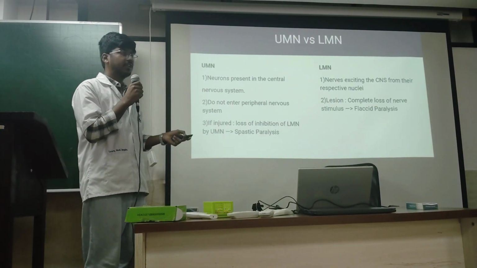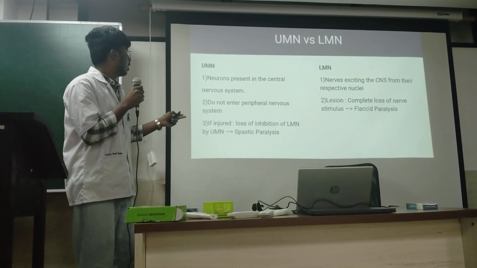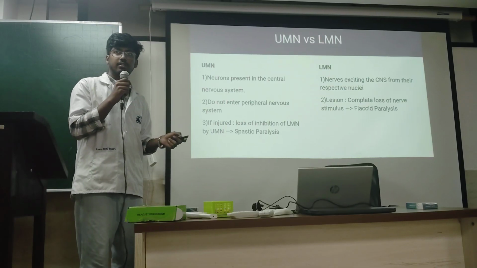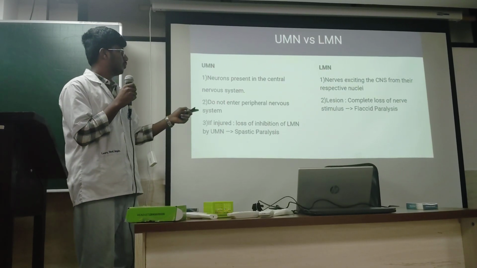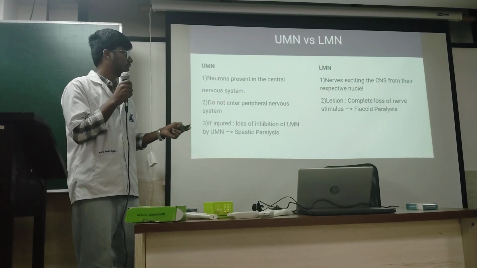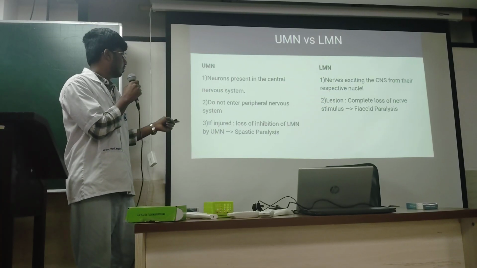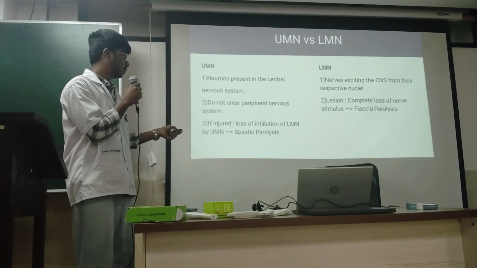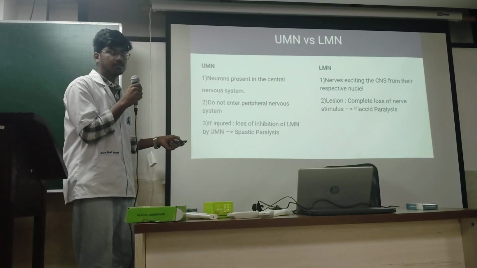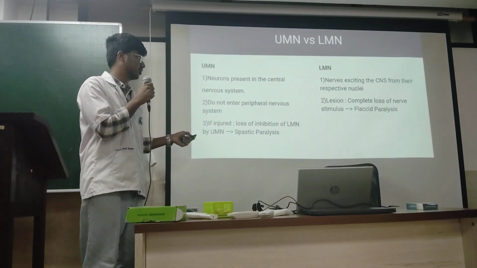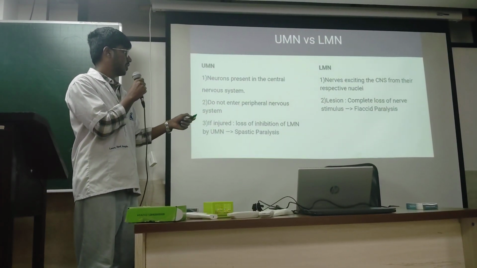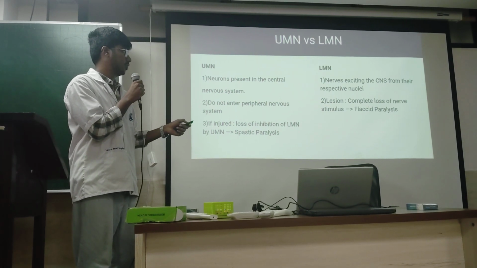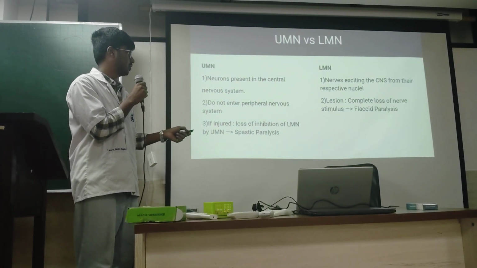The difference between upper motor neuron and lower motor neuron. Upper motor neurons are the neurons present in the central nervous system, and lower motor neurons are nerves exiting the CNS from their respective nucleus. Upper motor neurons do not enter the peripheral nervous system, and if injured, cause loss of inhibition of lower motor neurons by upper motor neurons. This is also called spastic paralysis. A lower motor neuron lesion, on the other hand, causes complete loss of nerve stimulus, called flaccid paralysis.